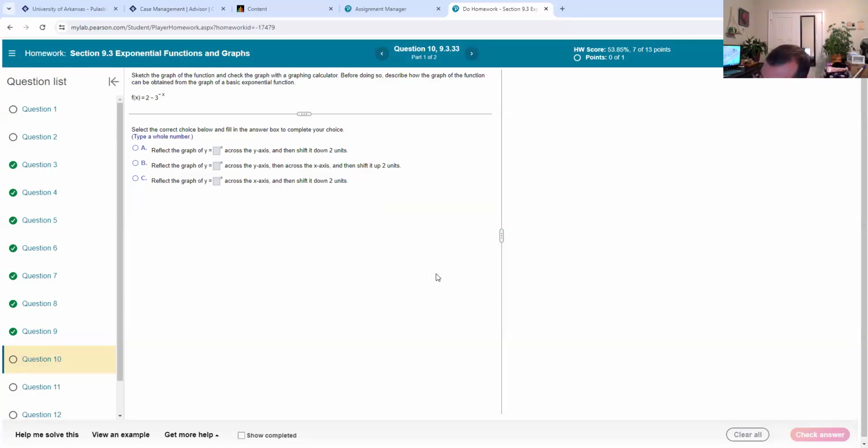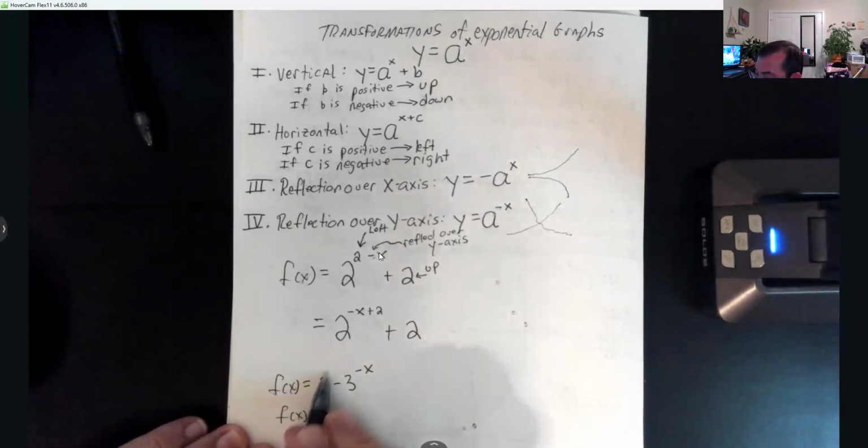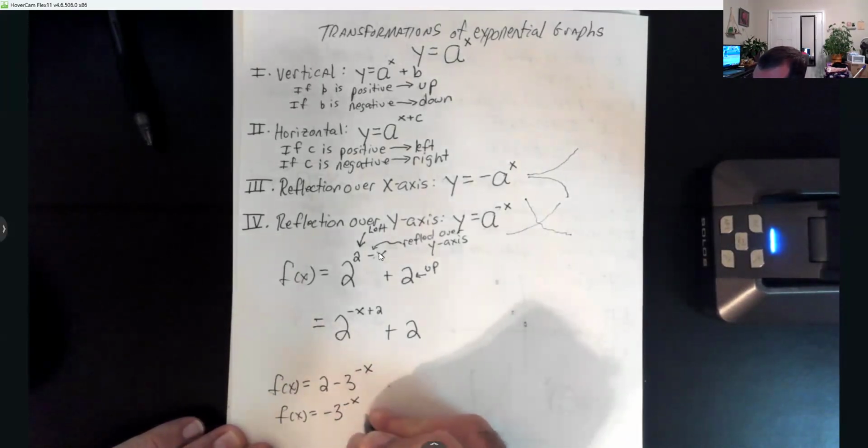All right, so I'm going to do this one. It's another tricky one, sort of. So 2 minus 3 to the negative x. All righty, so let me show you what I would do to that. On this one, I would definitely treat this like that 2 was at the end. So I would do my negative 3 to my negative x, and then plus 2.